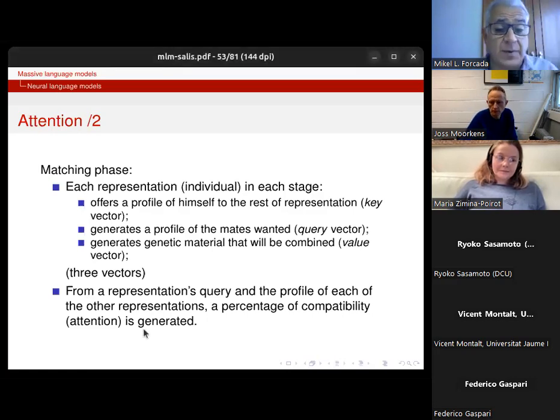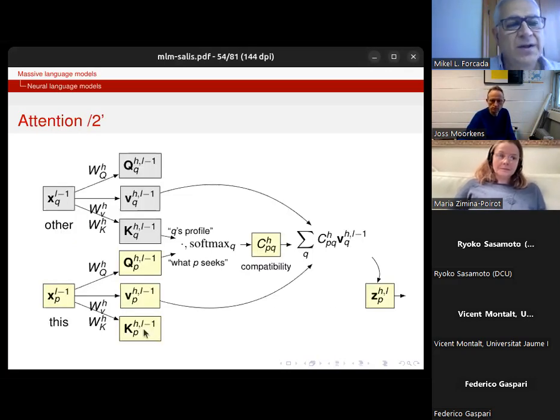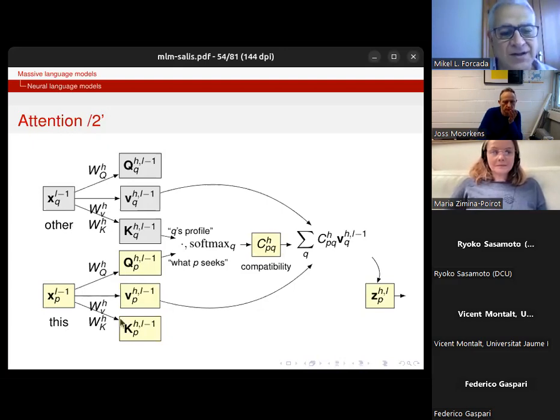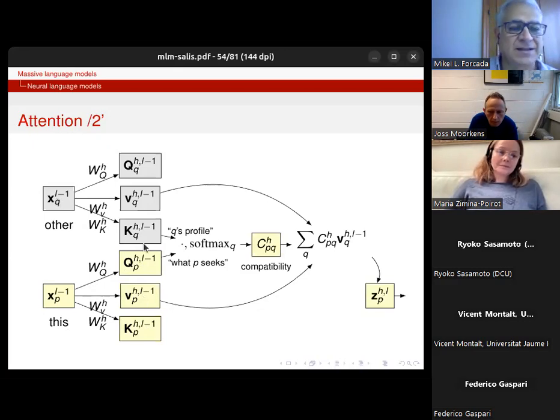So using a representation's query and the profile of each of the other representations, you compute a percentage of compatibility, which basically means what's the probability, or what's the amount of exchange of genetic material you're going to have with that representation. This is just to show you how complex it is, but I am this one, this is the other, and I have my 3 vectors: query, value, and key, and the other has its key, value, and query too.